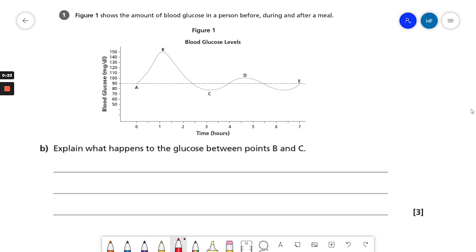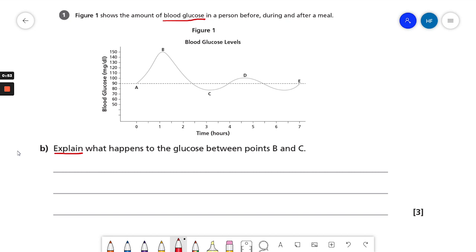Let's start by identifying the command word in this question. I can see the command word is over here and it's the word explain. So we need to give a reason for the changes in blood glucose levels shown between points B and C in the graph. Now let's have a look at the question just to unpick a bit more of the information. We've got the term blood glucose level up here. Let's remind ourselves of what that is. That's the amount of glucose found in the blood at a given time.